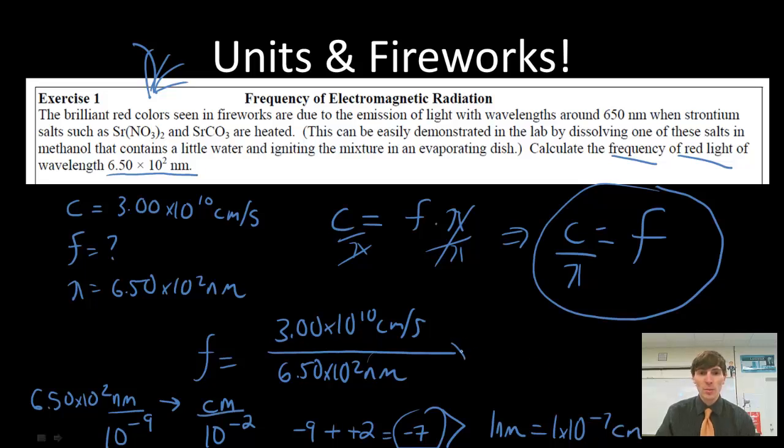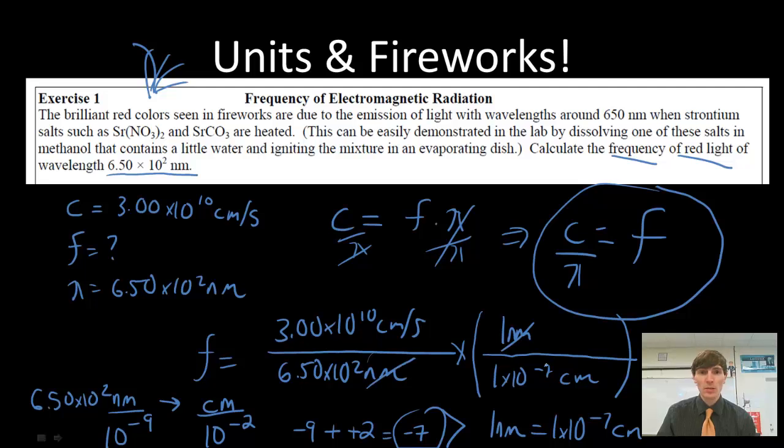So what I'm going to do now is a conversion problem to get rid of those units. We can do this any way we want, just to get rid of those units. I'm going to multiply this whole value that I have for my frequency to get my units right. I'm going to put 1 times 10 to the negative 7 centimeters on the bottom and 1 nanometer on top.